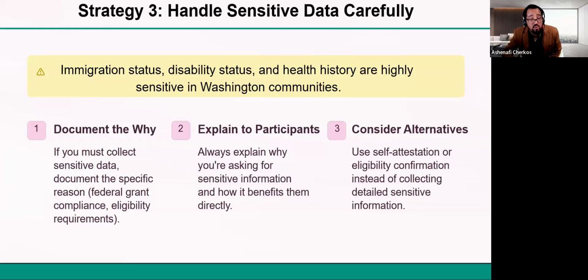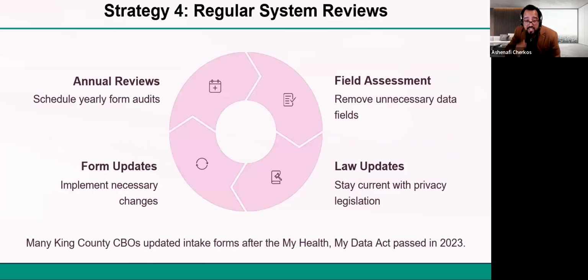Otherwise, if we have to collect it, if it's required by funders, then we need to document why, and we need to explain why it is important to collect that for our clients as well. So the third one is to handle sensitive data carefully. And the fourth is to conduct regular reviews. At least annually, we should review our intake forms and make a field assessment. Each field should be assessed, unnecessary data fields removed if there are any, and the forms updated in response to changing privacy laws.